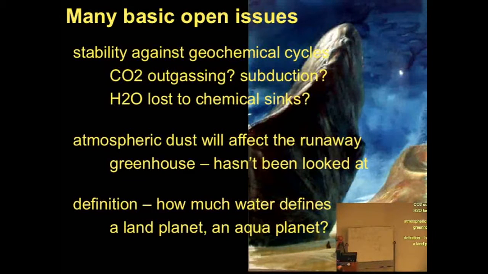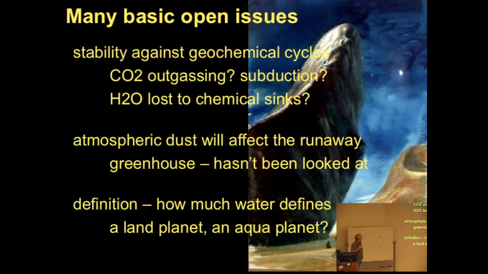There are many basic open issues about a Dune planet because almost no research has been done. It is, after all, a science fiction planet. So one thing that hasn't been looked at at all, although it's obviously important, is the stability against geochemical cycles. We have assumed a modest amount of CO2, 400 parts per million as of today, or is it 401, I think. Water is lost to chemical sinks.